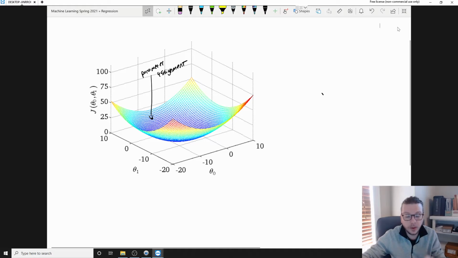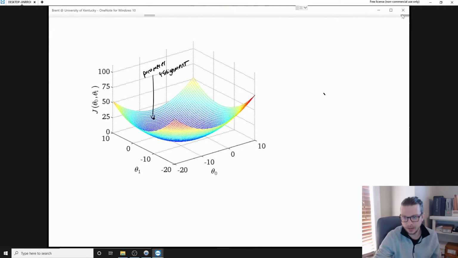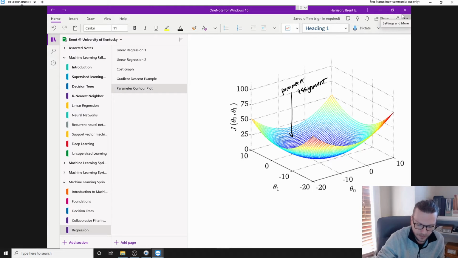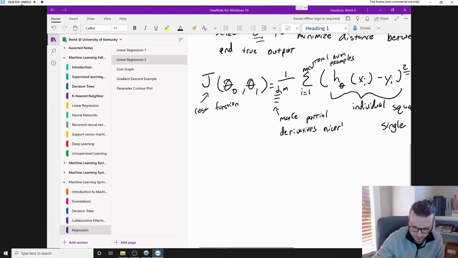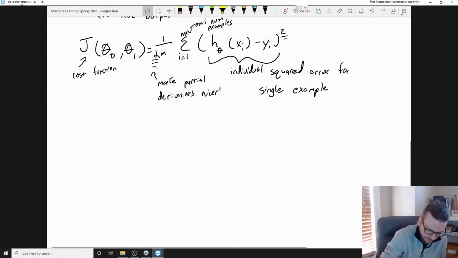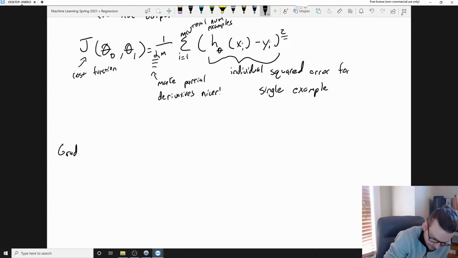This is going to form the basis of gradient descent, our method for determining the best set of parameters, or for learning the best set of parameters for a linear function to optimize this cost function. So gradient descent. It is a general optimization technique.